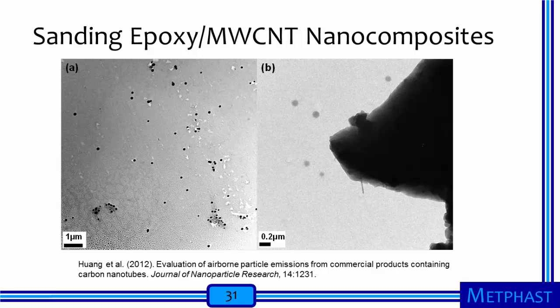Transmission electron microscope images of particles sampled from the air during sanding in this study show that many spherical particles on the order of 50 nanometers in diameter were present in the air. These particles are likely derived from thermal decomposition of the epoxy resin. The image on the right also shows a much larger particle of the nanocomposite with a carbon nanotube protruding from the side.